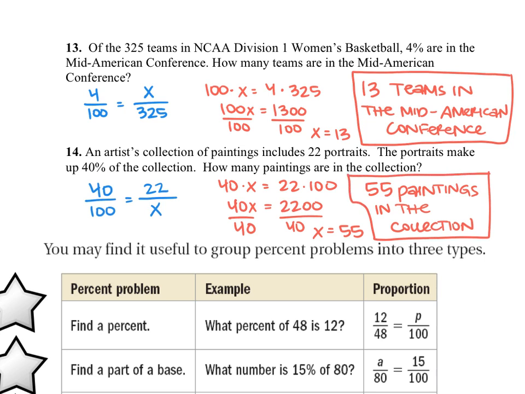So you can see that in these word problems, again, the key is you're trying to determine what is the part and what is the whole. Do I know the part or do I know the whole? Because that helps you see what it is that you are trying to solve for.